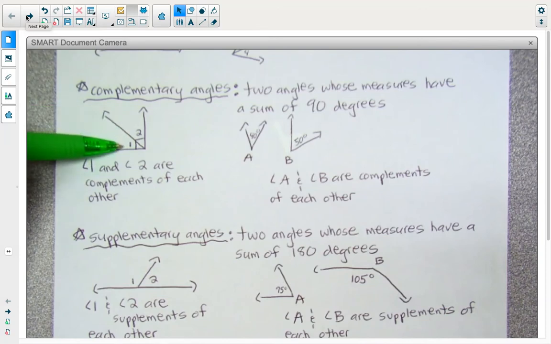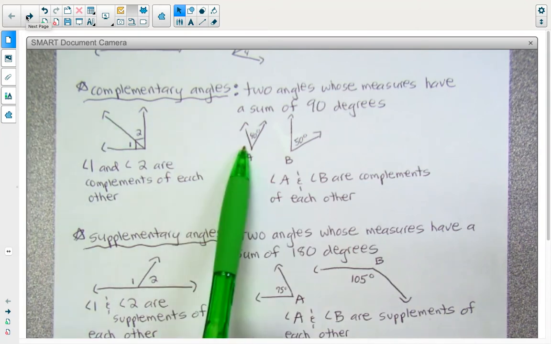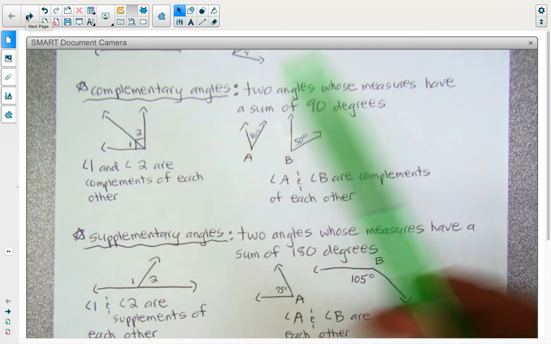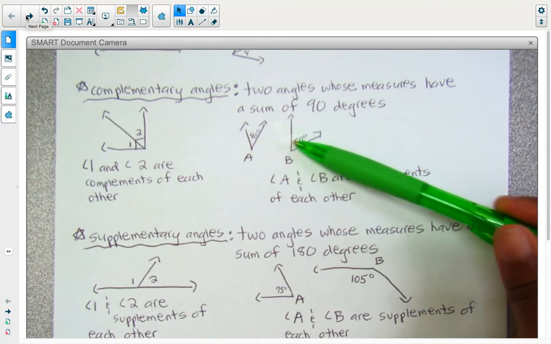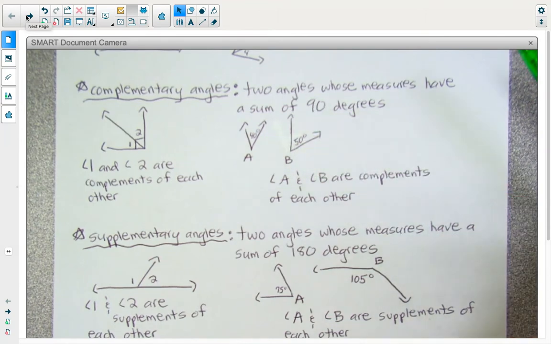So whatever angle 1 is, if I add that to angle 2, when I add those two together, it should give me 90 degrees. Another example of complementary angles: angle A is 40 degrees and angle B is 50 degrees. So these two angles are also complements of each other. So if you add two angles up and it gives you 90 degrees, they are complementary angles.